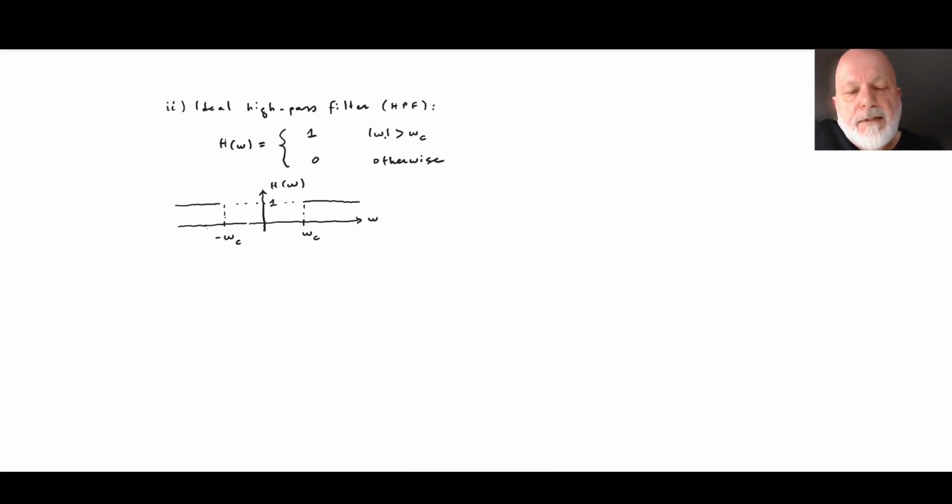Again, if you look at the inequality, magnitude omega greater than omega c means if omega is positive, magnitude omega is equal to omega greater than omega c. If omega is negative, then magnitude of omega, or absolute value of omega, is minus omega. So minus omega greater than omega c, or omega less than minus omega c.